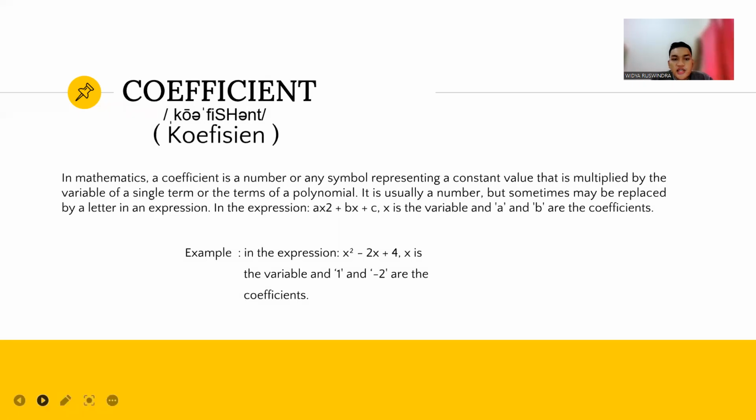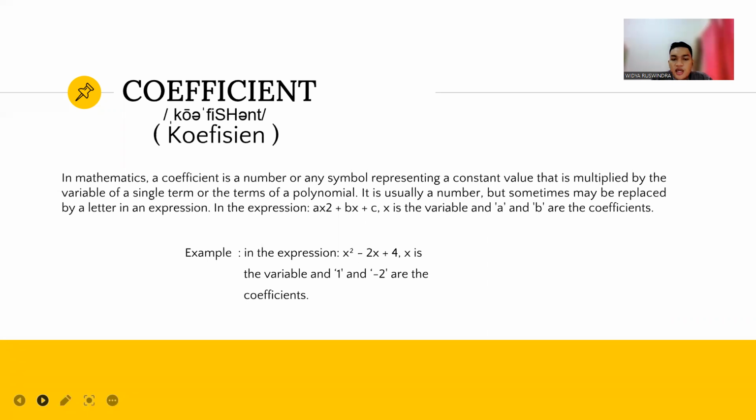Next vocabulary is coefficient. For pronunciation, it is coefficient. In bahasa we say koefisien. In mathematics, a coefficient is a number or any symbol representing a constant value that is multiplied by the variable of a single term or the term of a polynomial. It is usually a number, but sometimes may be replaced by a letter in an expression.